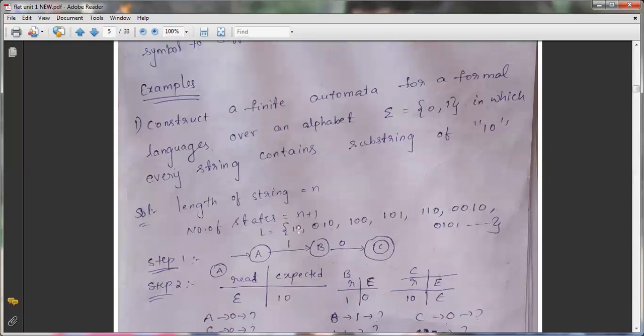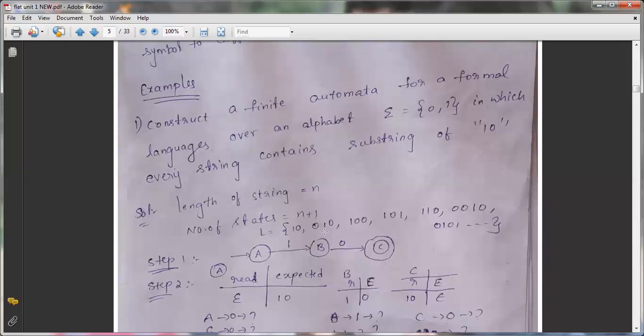So what is the minimum string in step 1? You have to construct the finite automata for the minimum string. So what is the minimum string? It should contain a substring of 1, 0, which means 1, 0 must be there. Before that, any value can be there, and after that, any value can be there. So 1, 0 is the minimum string, and 1, 0 is the substring here.